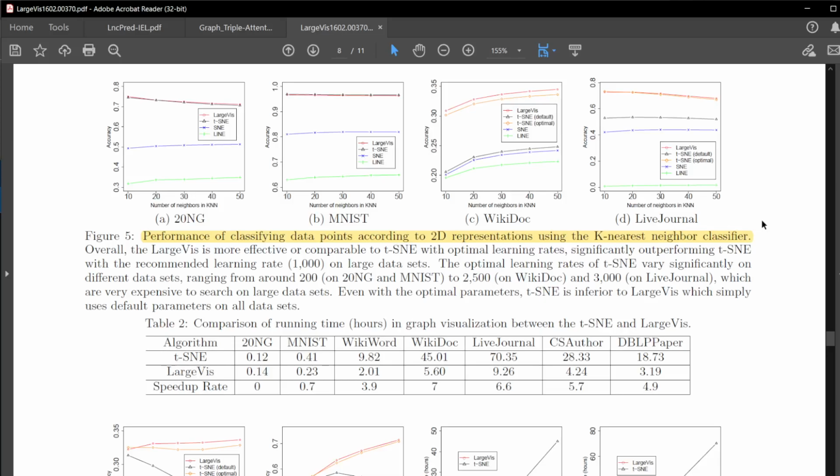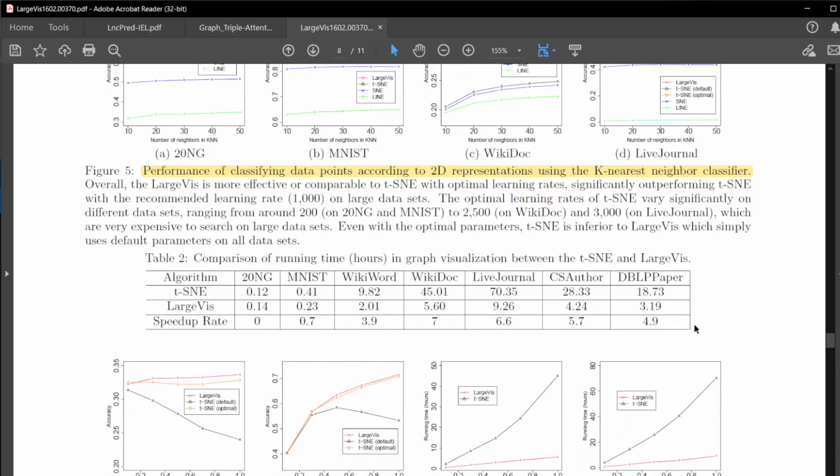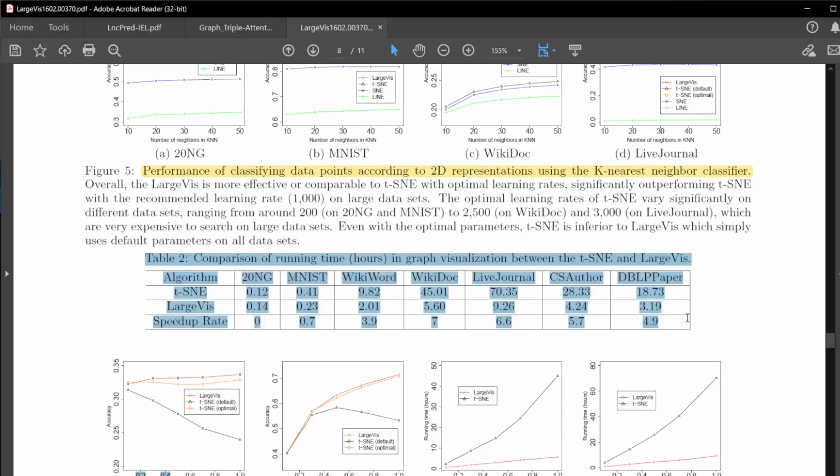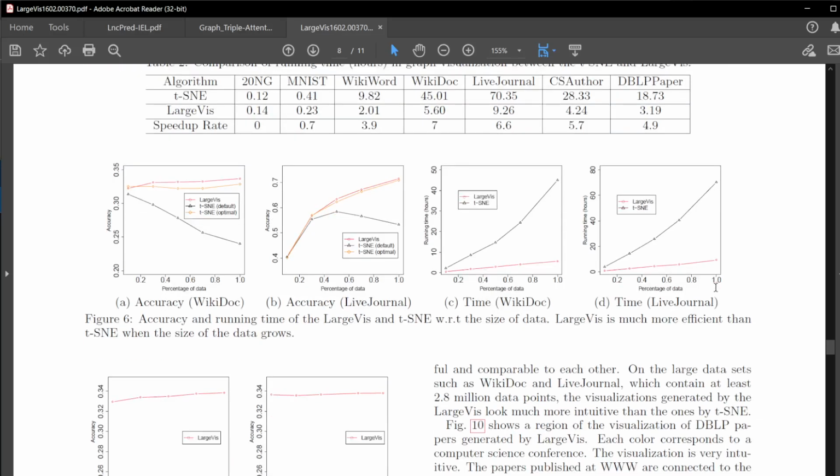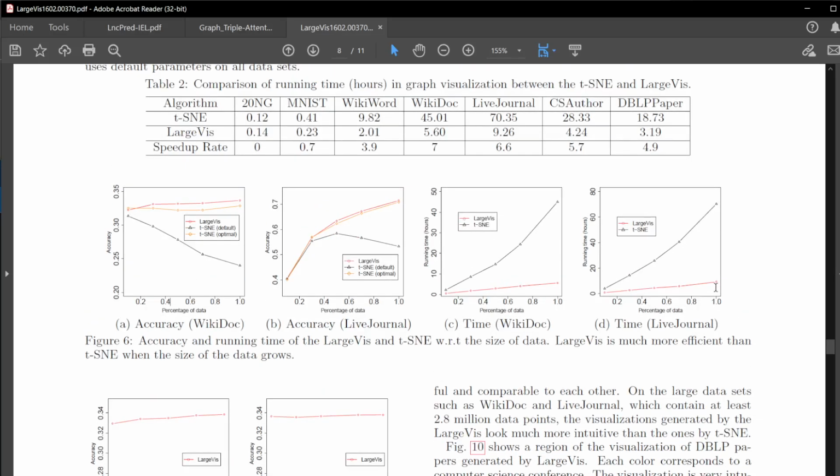Table 2, comparison of running time, in hours, in graph visualization between t-SNE and LargeVis. Columns: 20ing, MNIST, Wiki-Word, Wikidoc, LiveJournal, CS author, DBLP paper. t-SNE: 0.41, 9.82, 45.01, 70.35, 28.33, 18.73. LargeVis: 0.14, 0.23, 2.01, 5.60, 9.26, 4.24, 3.19. Speedup rate: 0.7, 3.9, 76.6, 5.7, 4.9.